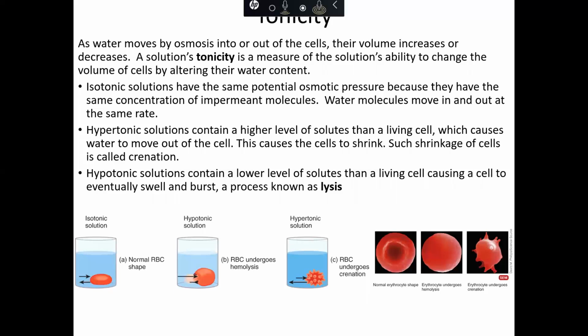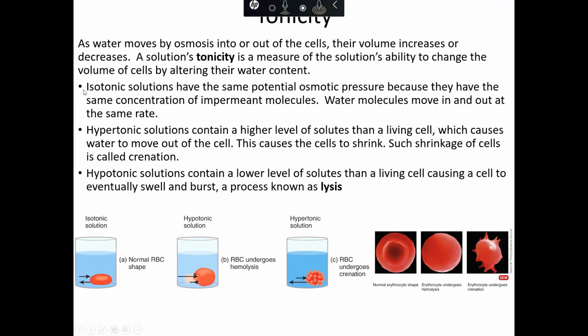All right, let's talk tonicity, something I just mentioned. As water moves by osmosis into or out of the cells, their volume either increases or decreases. A solution's tonicity is a measure of the solution's ability to change the volume of cells while altering their water content. Down at the bottom, we have three illustrations, and on the far right are three pictures of red blood cells, or erythrocytes, which is a fancy term, showing what happens when you expose those red blood cells, which are the same cells that you would see in our cartoonistic pictures, to these different solutions.